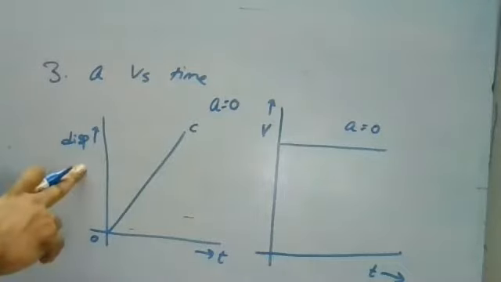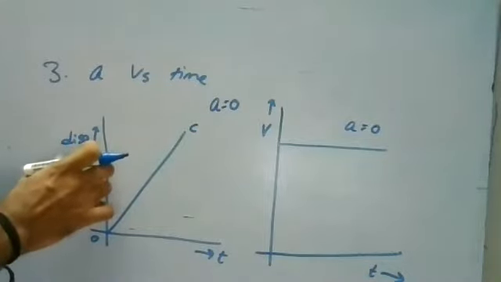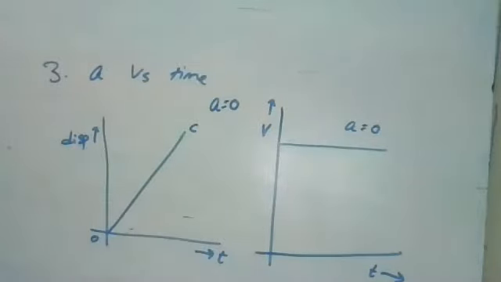It is displacement versus time, and it is velocity versus time. Clear? So the x-axis terms and the y-axis terms, whether it is displacement or velocity, these points are important.